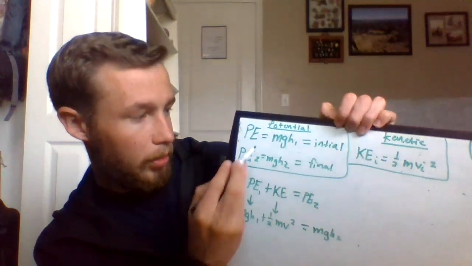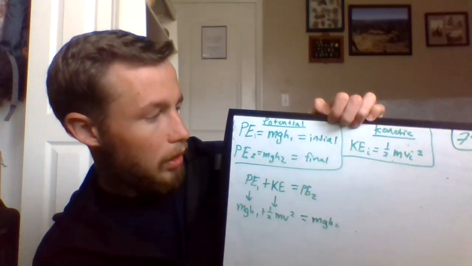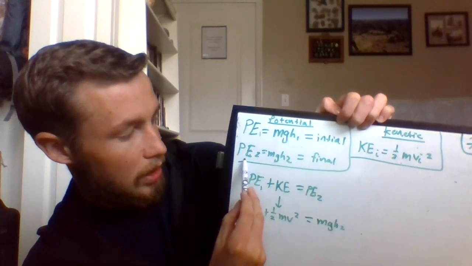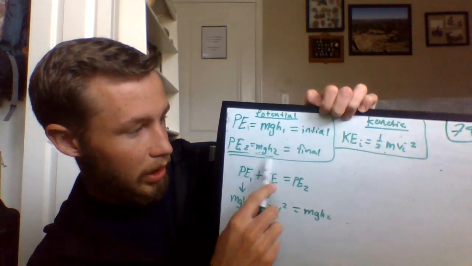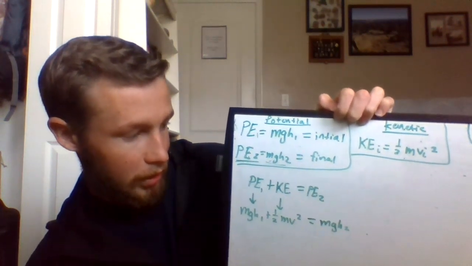Okay, so we can look at our equations here. Our potential energy 1, for the top of the hill, can be given with this equation. Second, potential energy when they reach the top of the next hill can be given by this one. And then we can use the equation for kinetic energy.